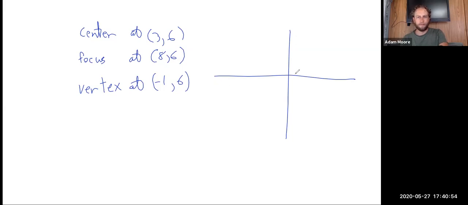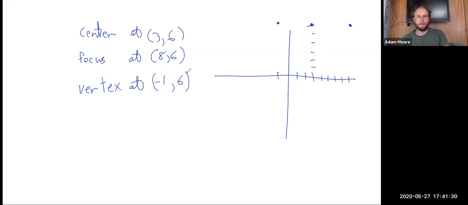So we have to find the equation here. They give us a center at 3, 6, so we know where to draw that. That's 1, 2, 3, 1, 2, 3, 4, 5, 6. Boom. And then we got a focus somewhere and a vertex somewhere else. Focus is at 8, 6, so that's 1, 2, 3, 4, 5, 6, 7, 8, and then up 6. And then a vertex at -1, 6. So they're all kind of sideways again.